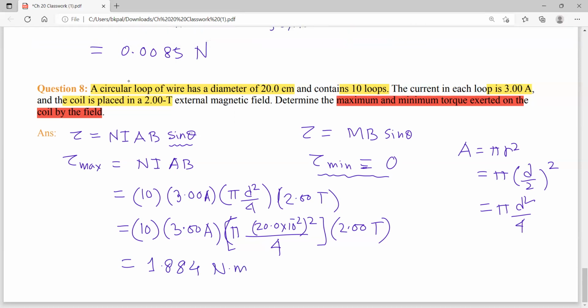All right, it looks like that's the last one. So that's it. In the next class, I am going to start chapter 21.